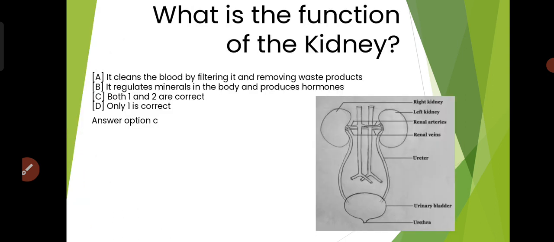In this video we'll be discussing some important questions of biology. So let's begin. The first question, what is the function of kidney? Your options are: A, it cleans the blood by filtering it and removing the waste product. B, it regulates mineral in the body and produces hormones. C, both first and second are correct. D, only first is correct.